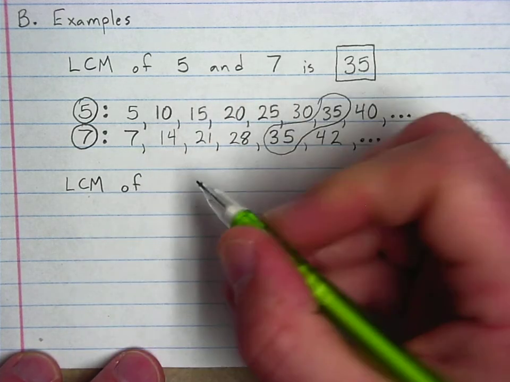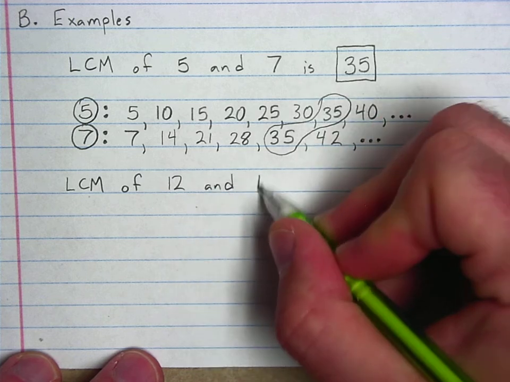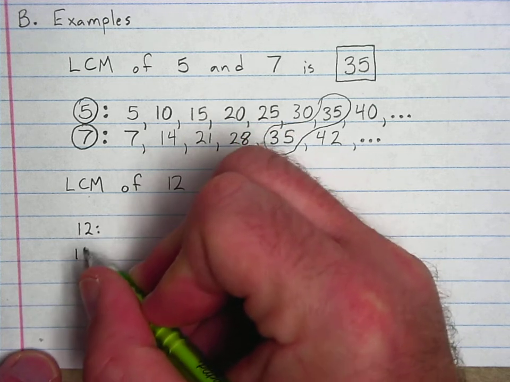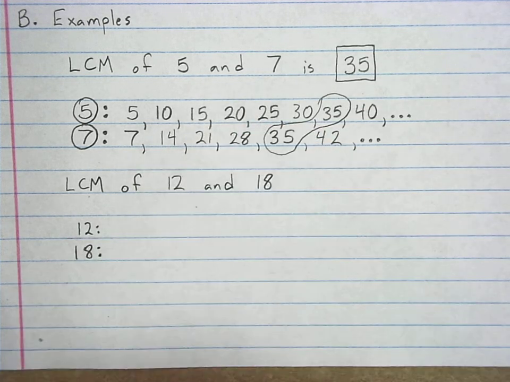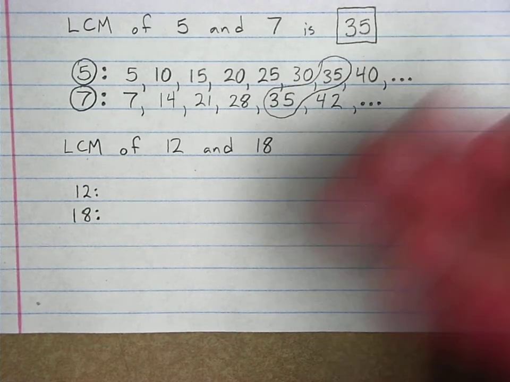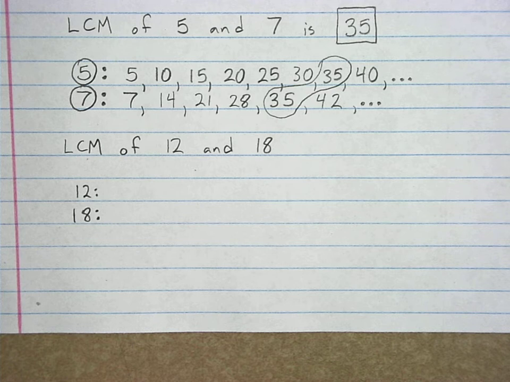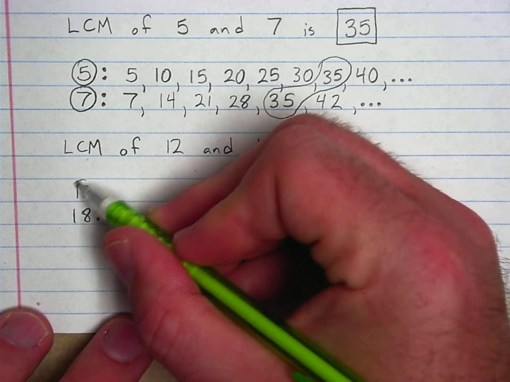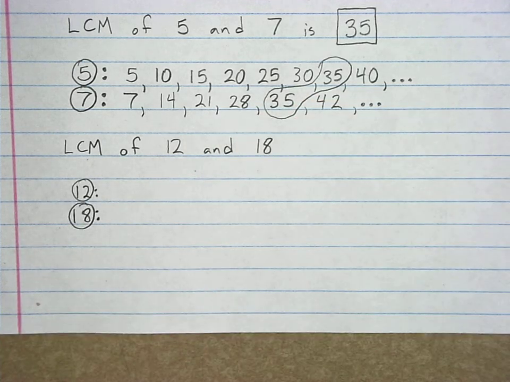LCM of, let's do 12 and 18. You may need to work this out on graph paper if you're not sure how to do these in your head, or if adding the 12s and the 18s is too much trouble. Use graph paper. 12 and 18. Now for this one, I'm going to show you one of the good reasons why you would start with the larger number. I know I put it on the bottom, but let's start with the bigger number, just for fun. We're only going to go out to the first 5. These are longer, they're bigger numbers. Let's find the first 5 multiples.